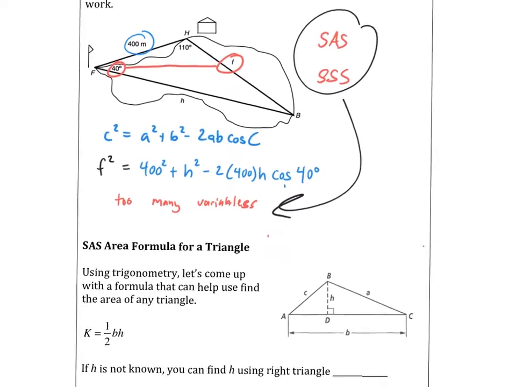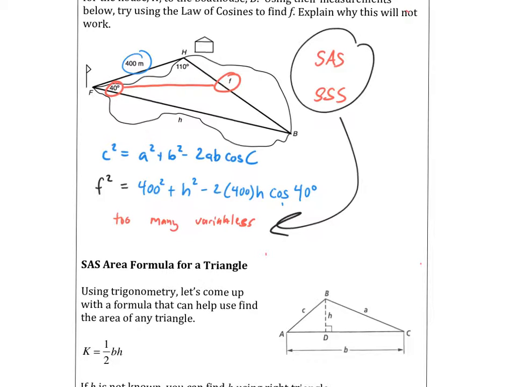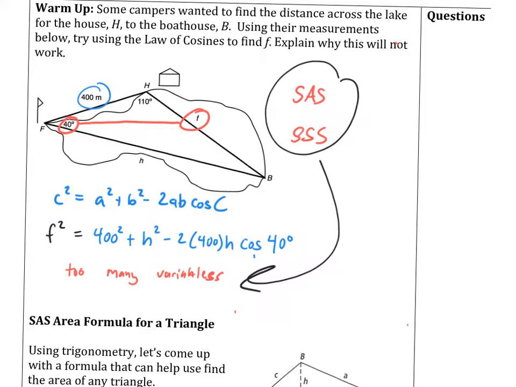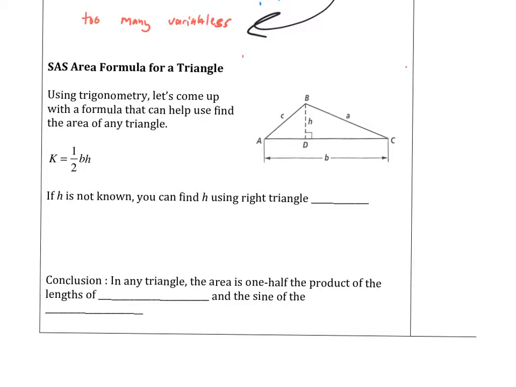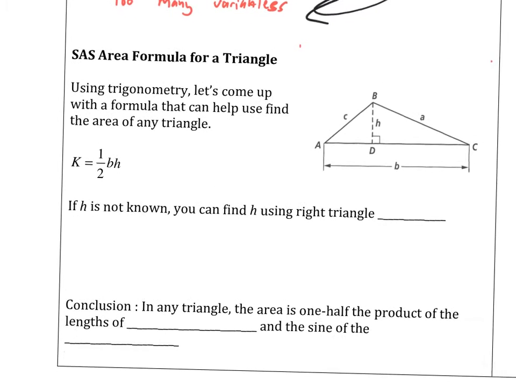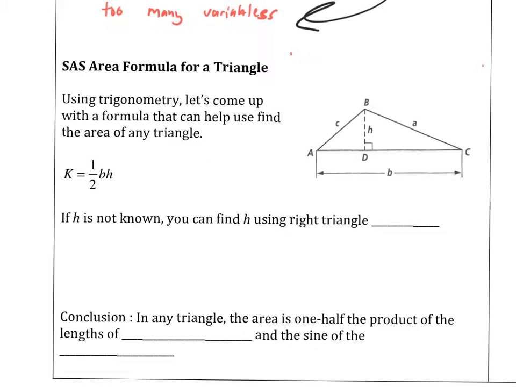So today we're going to introduce something called the law of sines, which will help us in a situation, for example, in this situation, which is angle, side, angle. Before I can look at what's called the law of sines, we're going to derive something called the side-angle-side area formula for a triangle. So let's take a gander over here. Using trigonometry, we're going to come up with a formula that can find the area for any triangle.